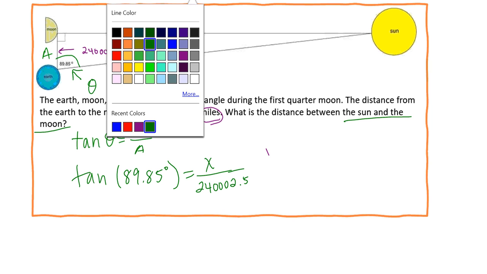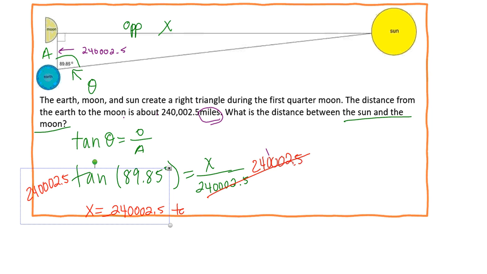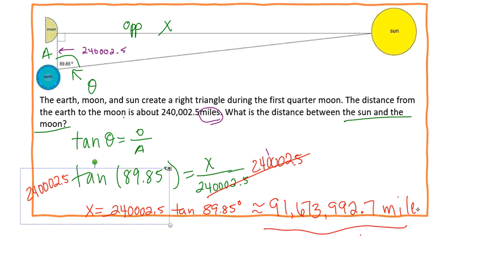To finish solving, we're going to multiply by 240,002.5 so that those cancel, same thing on this side. So we end up with x equals 240,002.5 times the tangent of 89.85, which the calculator says is about 91,673,992.7 miles. And that makes sense. If this part in between is only 240,000, then of course this big long one is going to be astronomical.